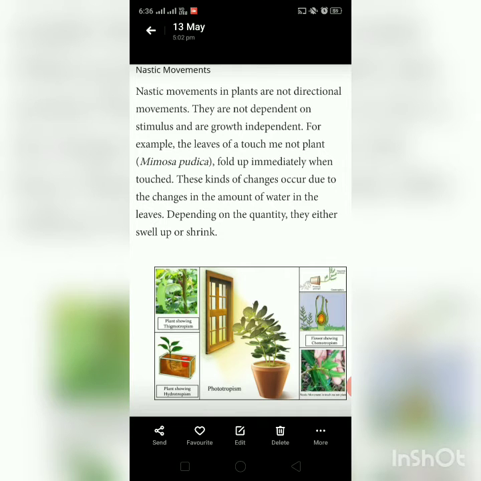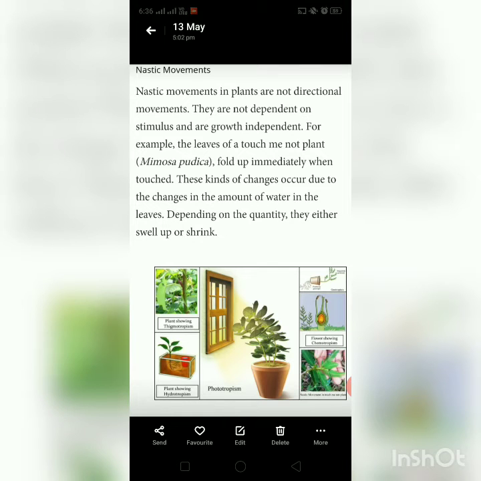That means it is not growing in a particular direction, and a stimulus is not required here. They are not dependent on any stimulus and they are growth independent. They will grow independently. For example, here the touch-me-not plant is given, Mimosa pudica.